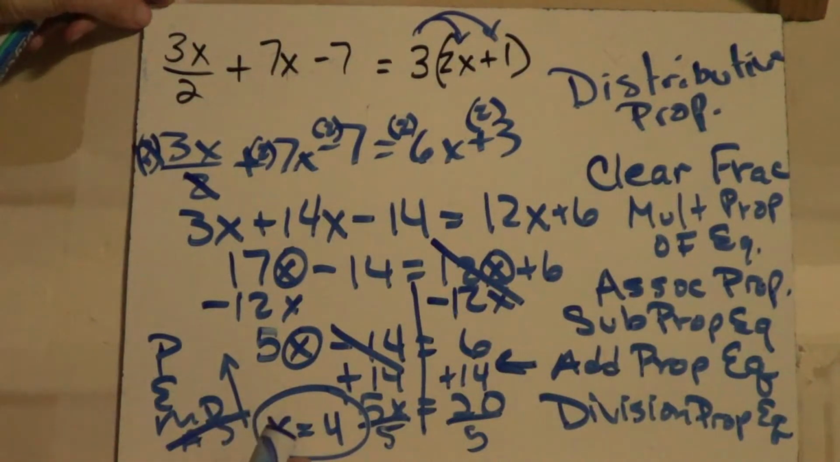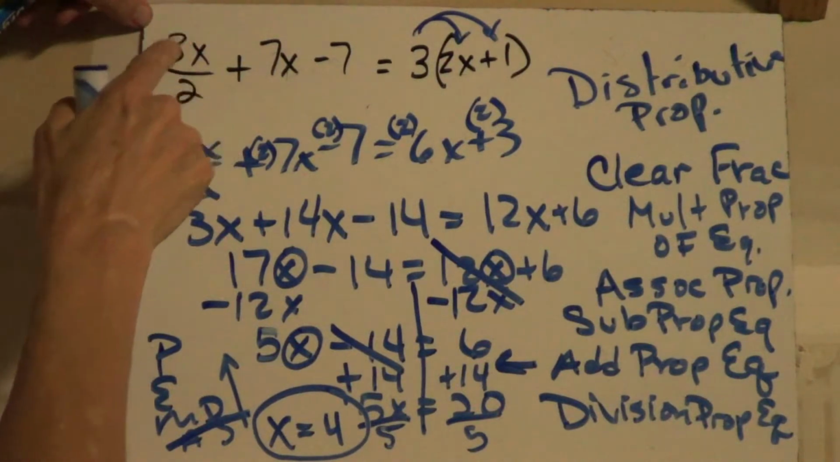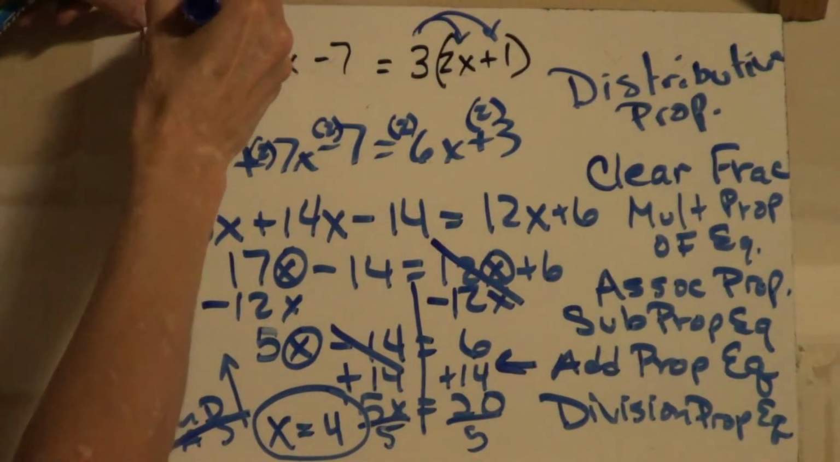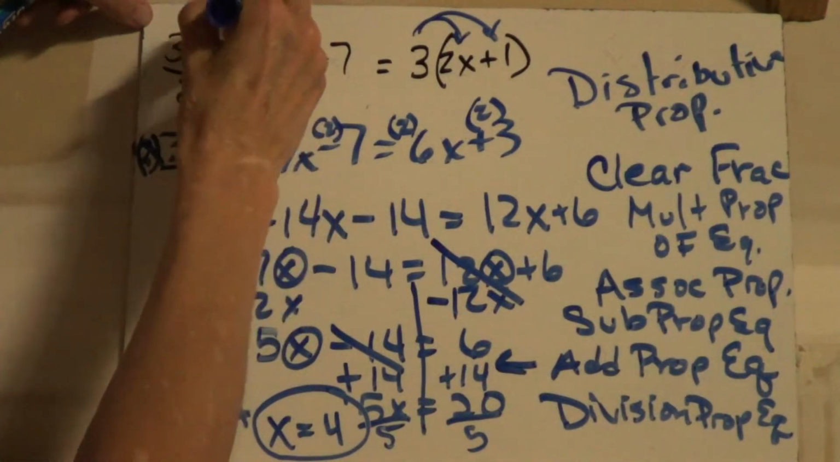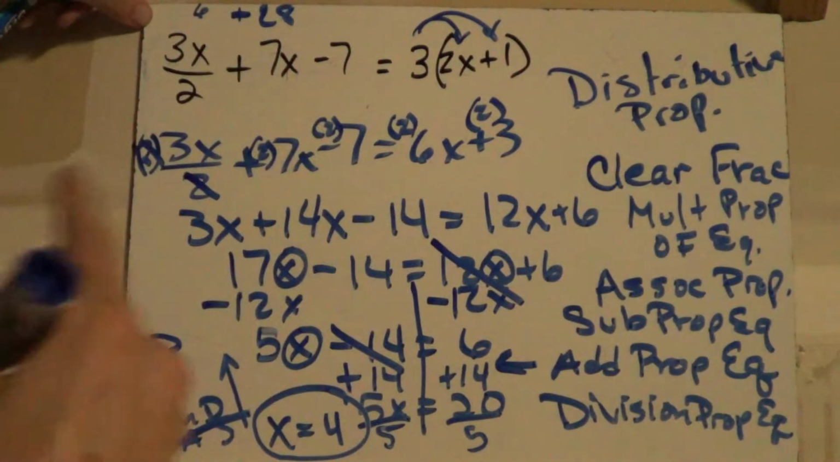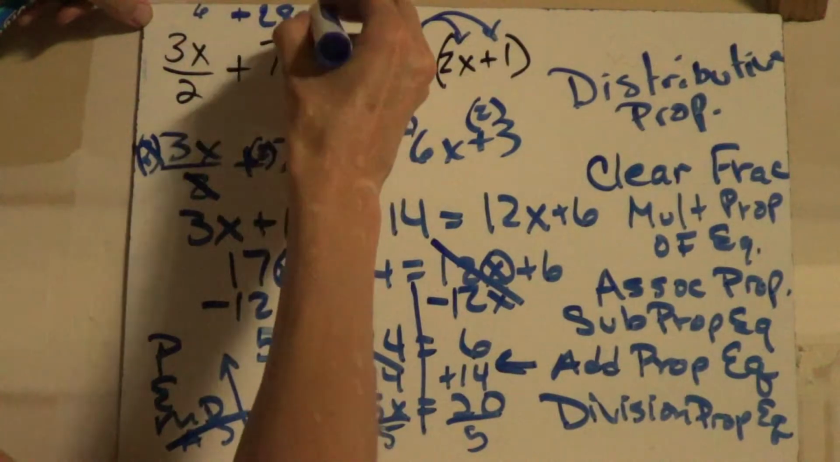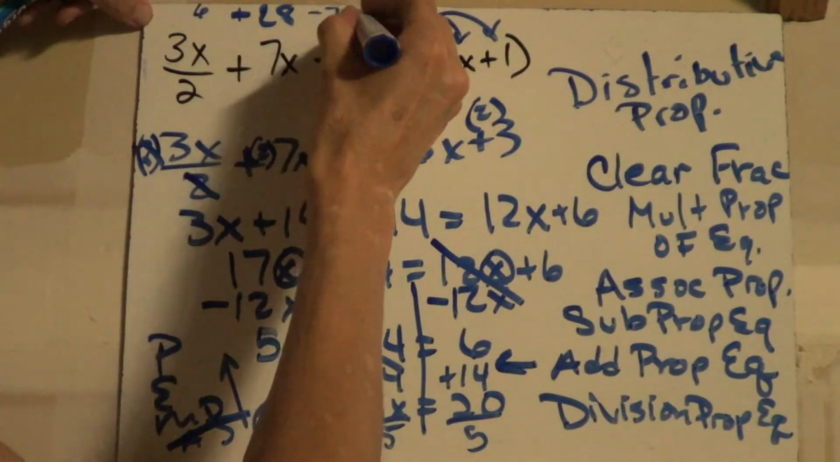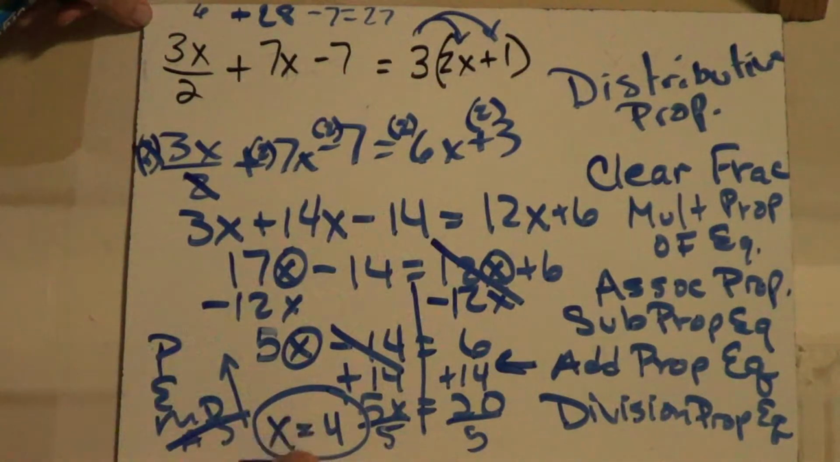You do need to take this 4 and plug it back in there. 3 times 4 is 12. 12 divided by 2 would be 6. 7 times 4 is 28. 28 and 6 is 34. 34 minus 7 would be 27.